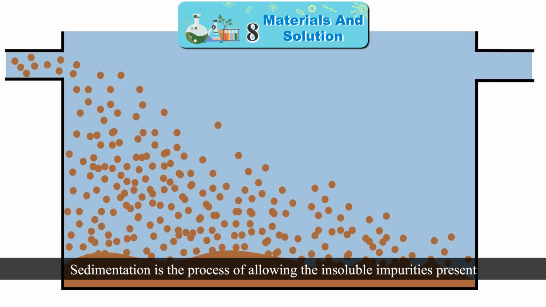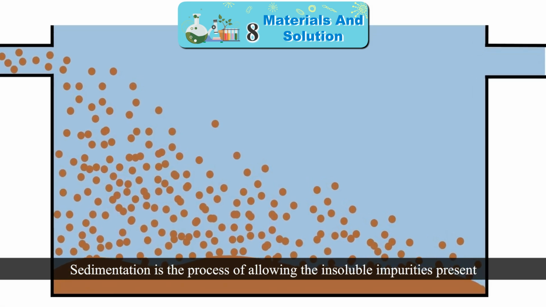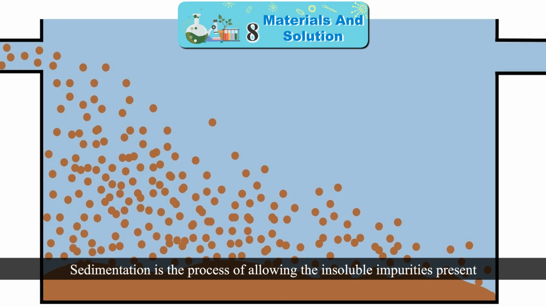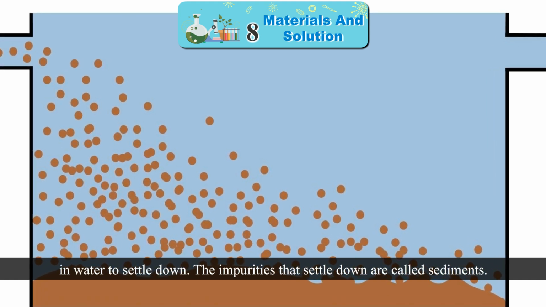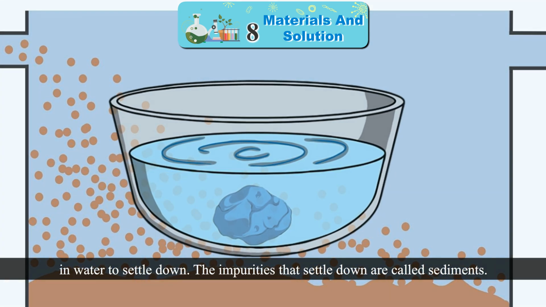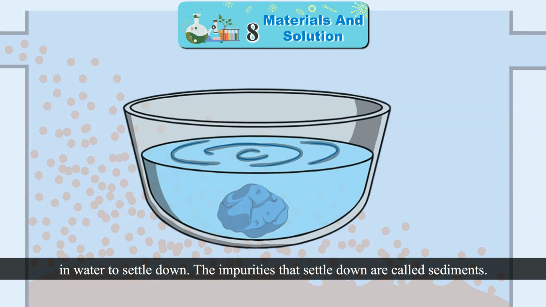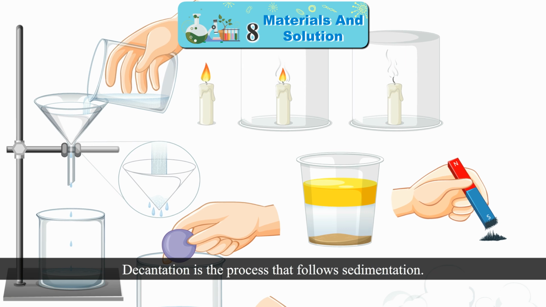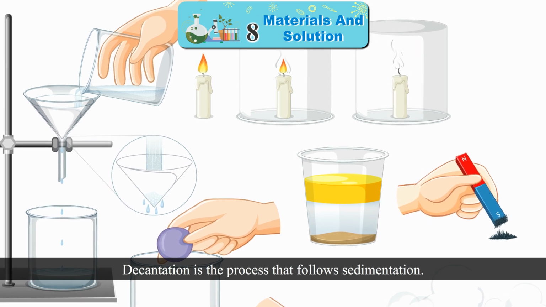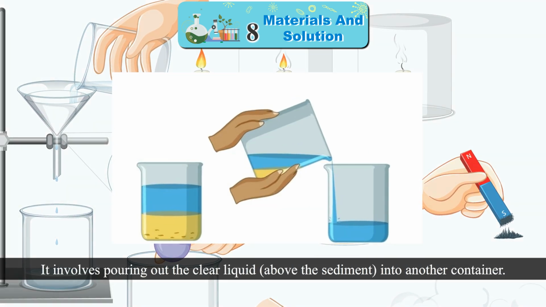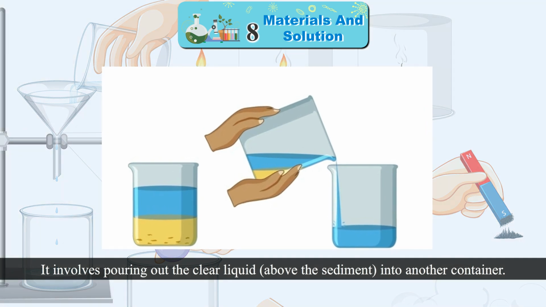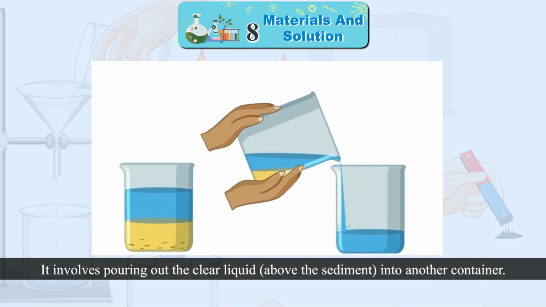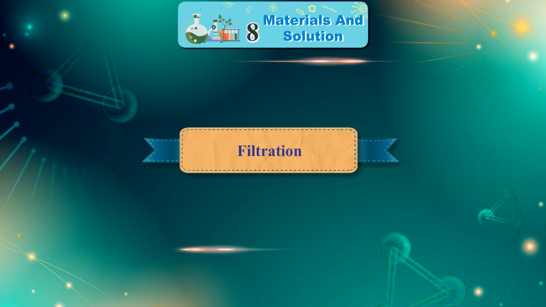Sedimentation. Sedimentation is the process of allowing the insoluble impurities present in water to settle down. The impurities that settle down are called sediments. Decantation. Decantation is the process that follows sedimentation. It involves pouring out the clean liquid above the sediment into another container.